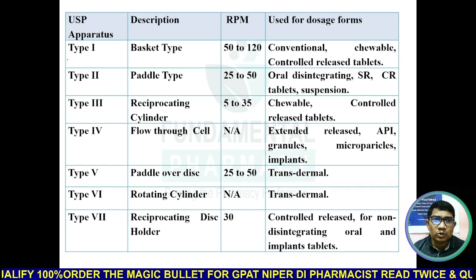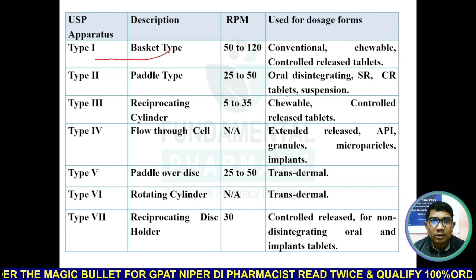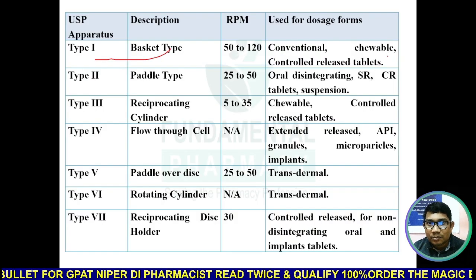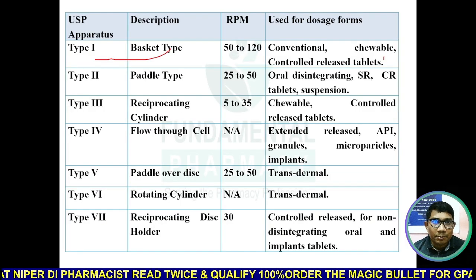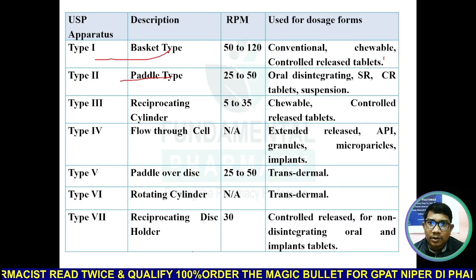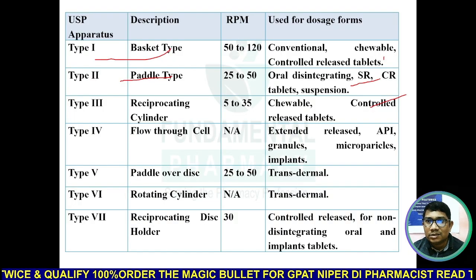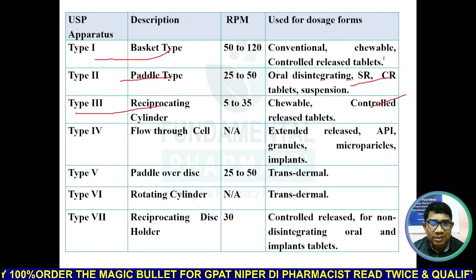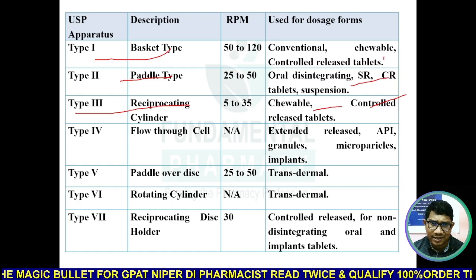Type 1 dissolution test apparatus is known as the basket type and is used for the dissolution of conventional tablets, chewable tablets, and controlled release tablets. Type 2 apparatus is a paddle type and is used for the dissolution of orally disintegrating tablets, sustained release, controlled release tablets and also suspensions.